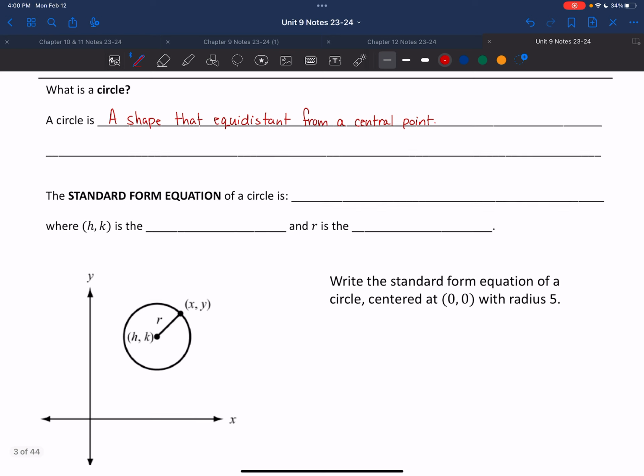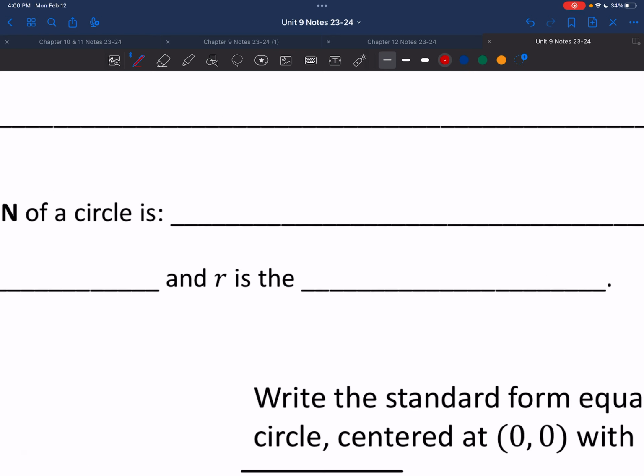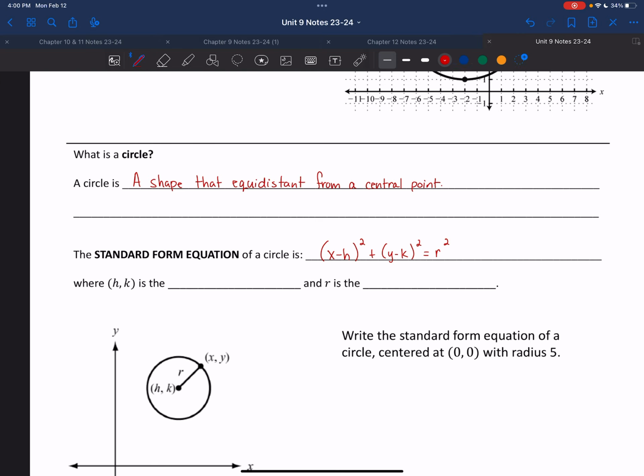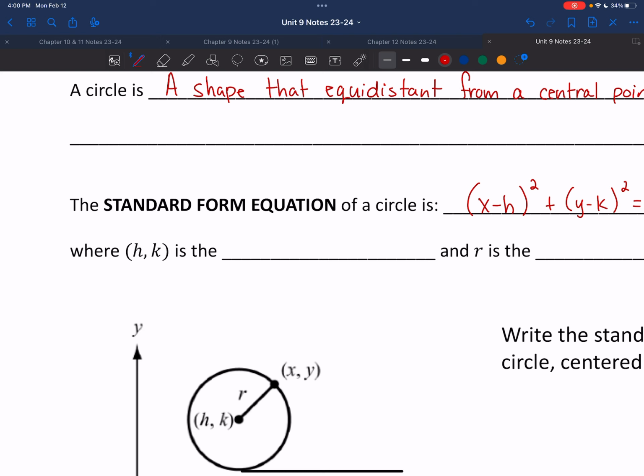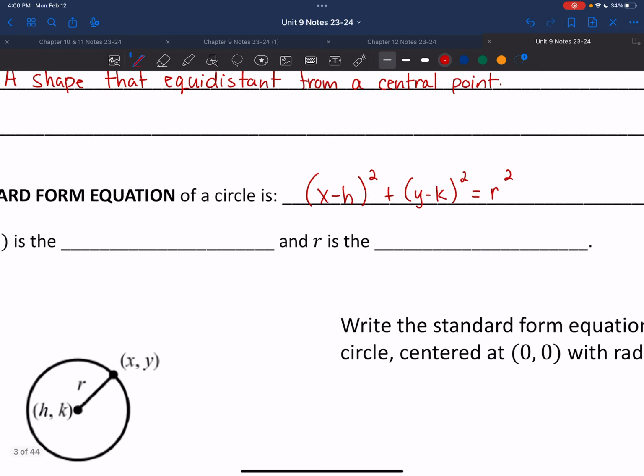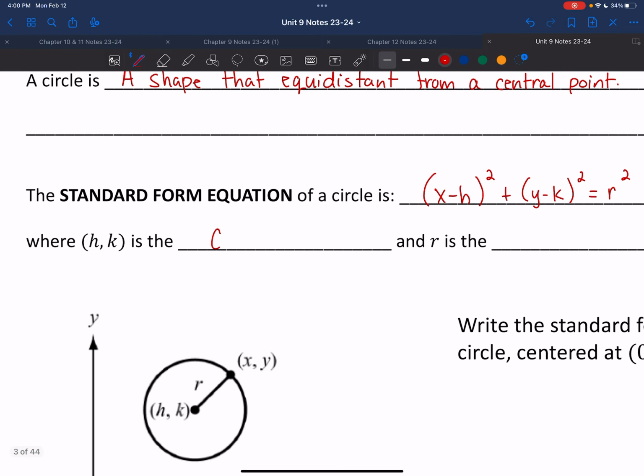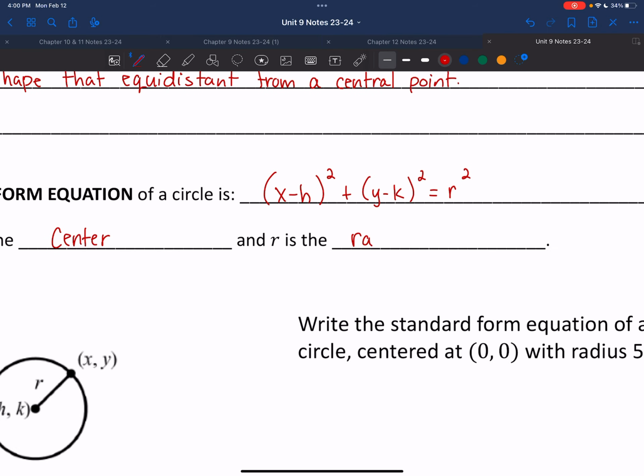And so it says a standard form equation of a circle. Okay, so we have the form, standard form is x minus h squared plus y minus k squared equals r squared. All right, now it says where hk is the blank and r is the blank. So hk is your center and r is your radius.